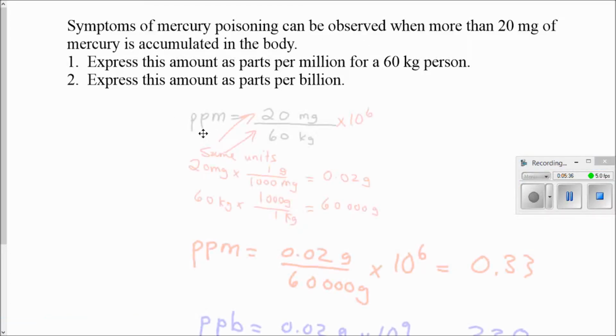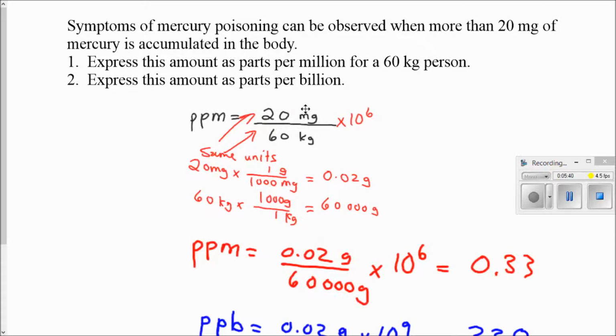So what you would have to do is, first of all, we write down parts per million, and we have 20 milligrams because that's our solute. Mercury is our solute that goes on the top. And we have 60 kilograms, that's the weight of the person. So what I'm going to do with these two values is first convert them to the same units. So I turn them to grams. By doing some unit cancellation, I get 0.02 grams on the top and 60,000 grams on the bottom.